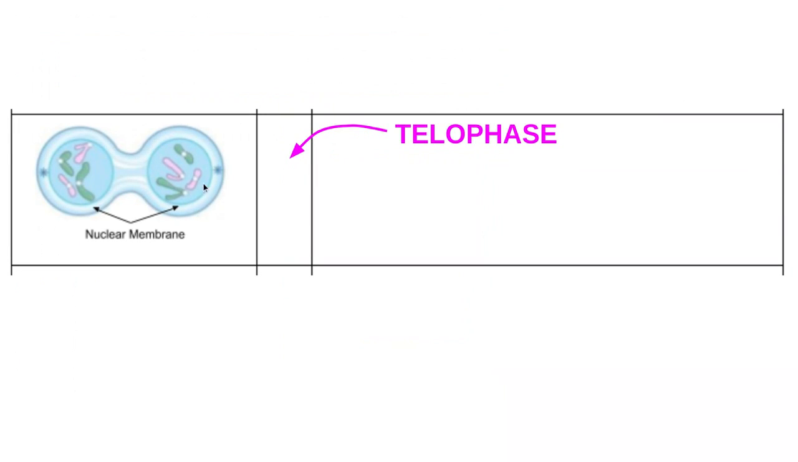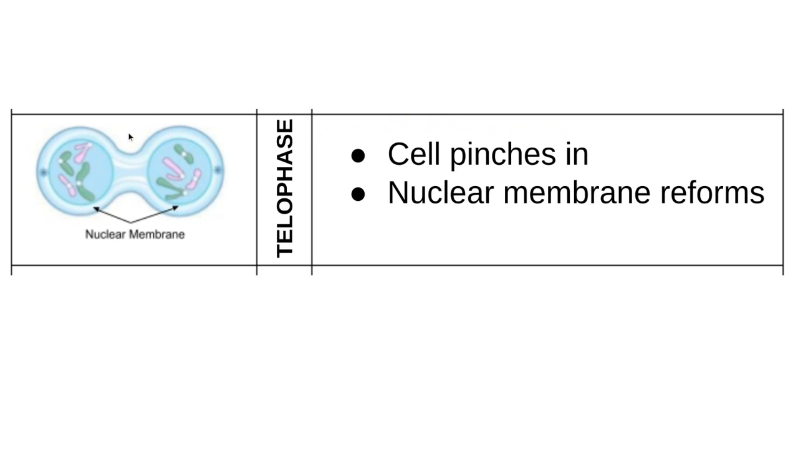Then we have telophase or telophase, doesn't matter to me how you pronounce it. And our nuclear membrane reforms as kind of a protective barrier to kind of hold those chromosomes in place and protect them. Our cell kind of starts to divide. It's going to pinch in as our nucleus reforms.